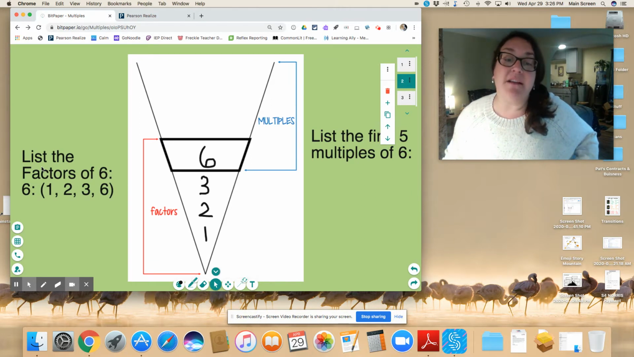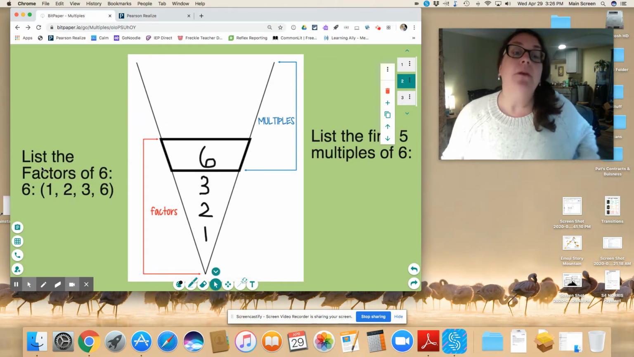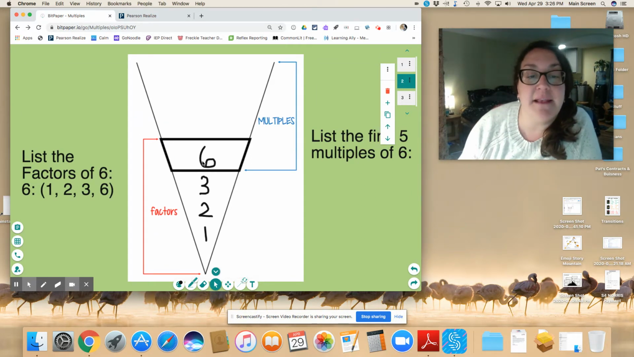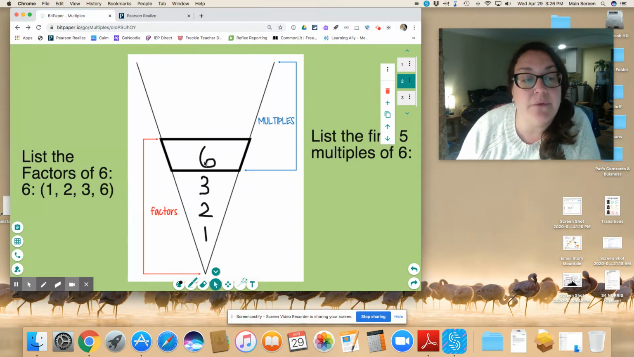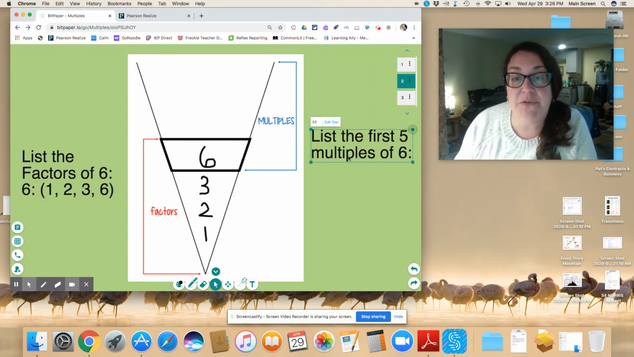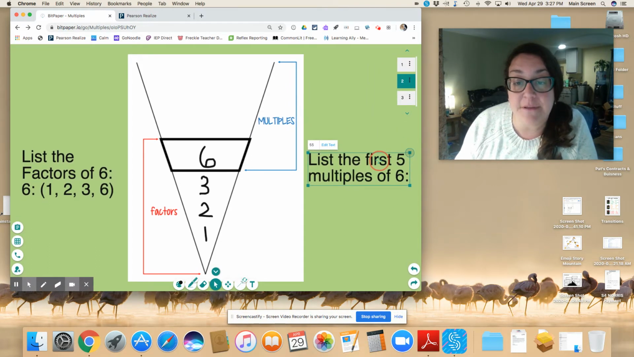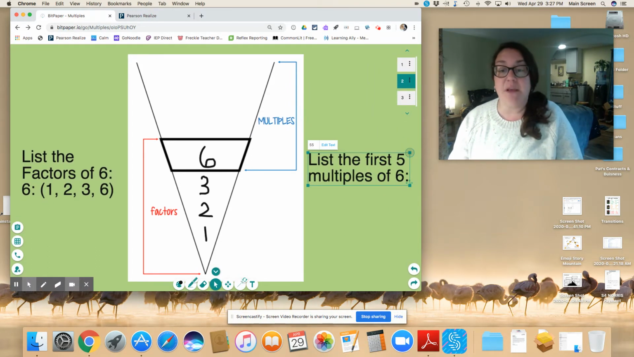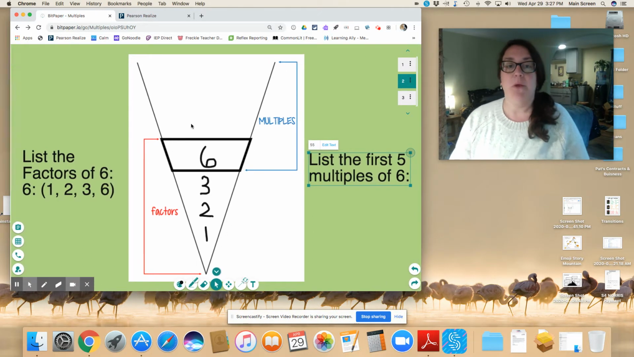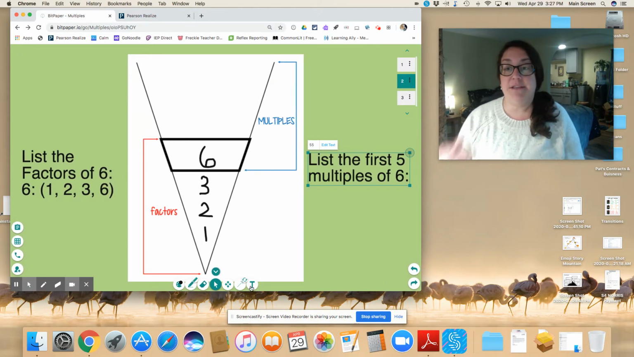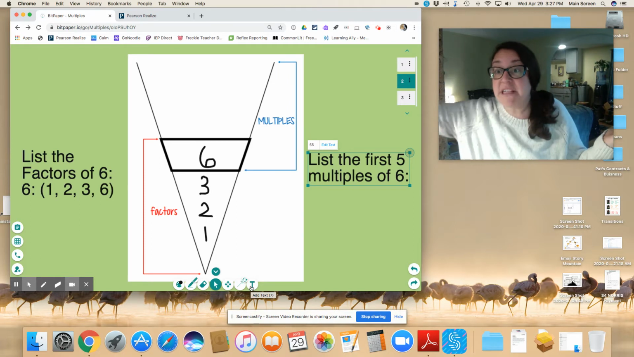So if we went back to our factor tornado, we can see that 6 is the main number that we're talking about. And if we listed the factors of 6, they would be 6, 3, 2, and 1. To list the multiples of 6, it's really quite an easy thing to do. All you do is you state your 6 facts.